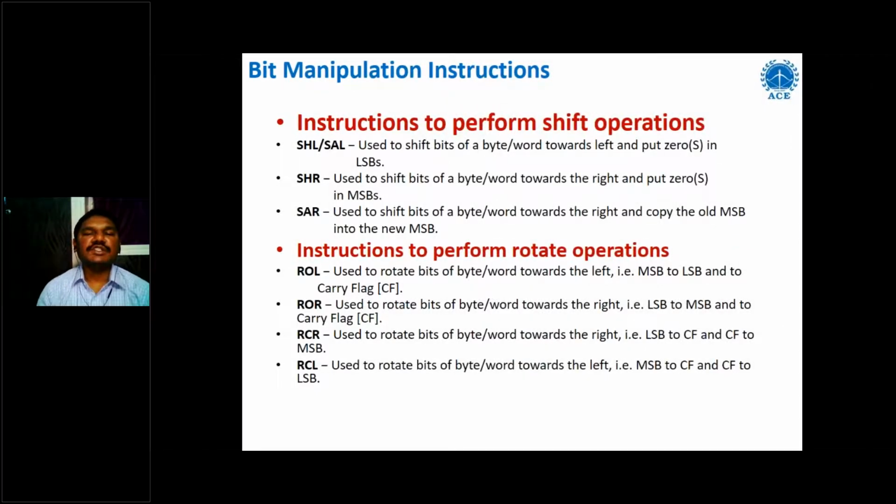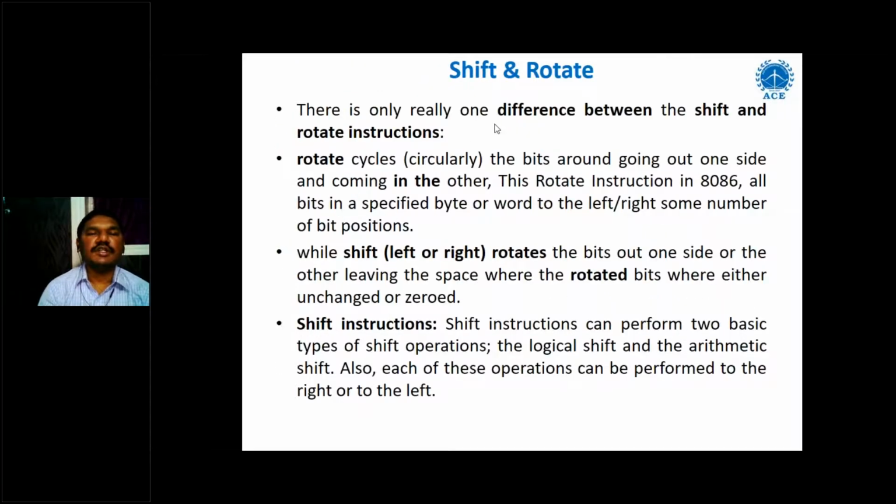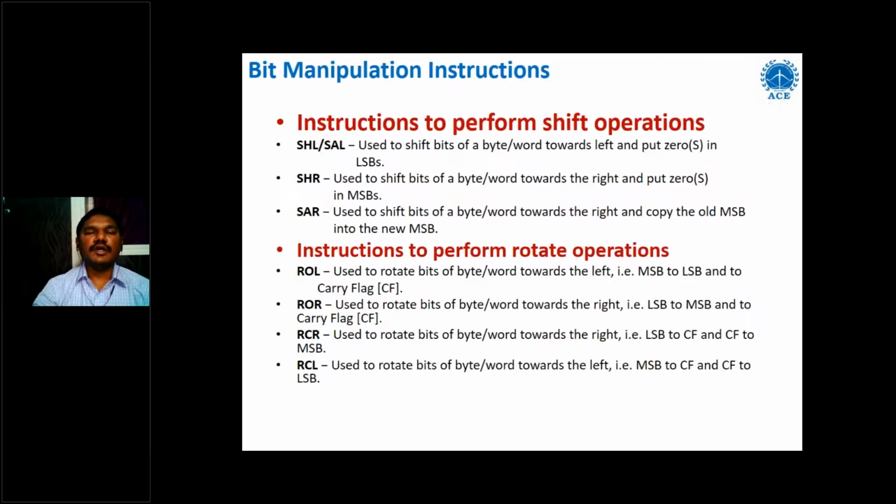Next, in the bit manipulation instructions, we have two types: shift and rotate instructions. What are shift and rotate instructions? There are two types. One is called circular shift, and the other is bit by bit, either to the left side or the right side. Bit by bit movement is called shifting. If it is a complete circular shift, either towards the right side or the left side, it is called rotation. That is the difference between shift and rotate.